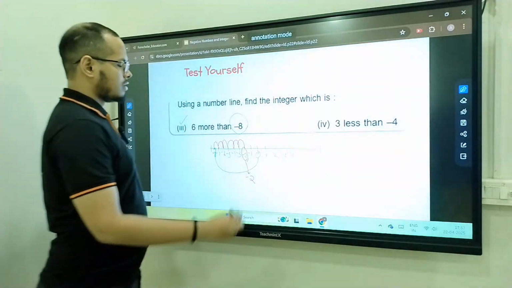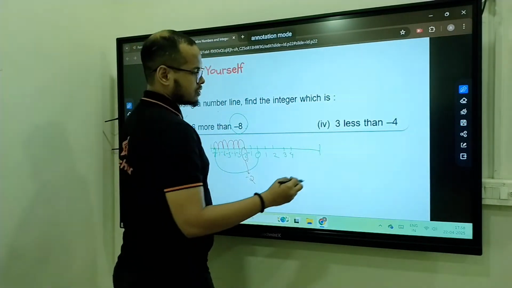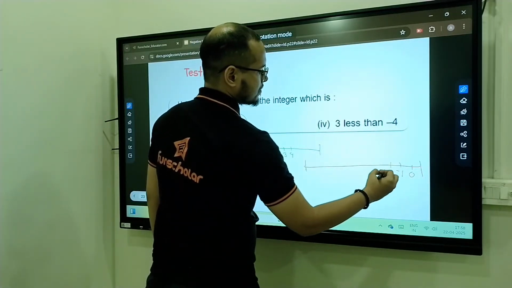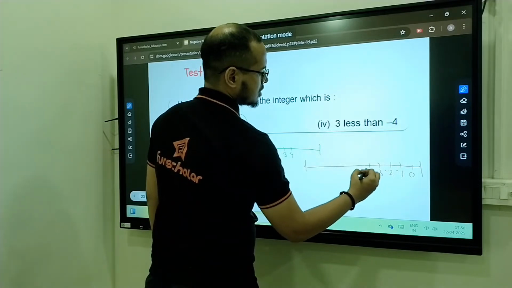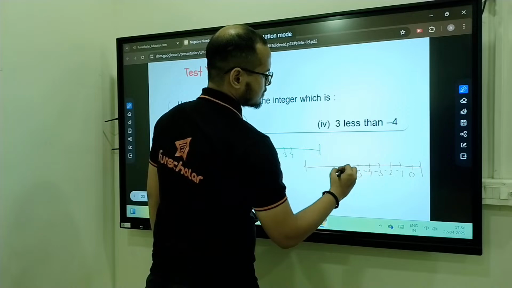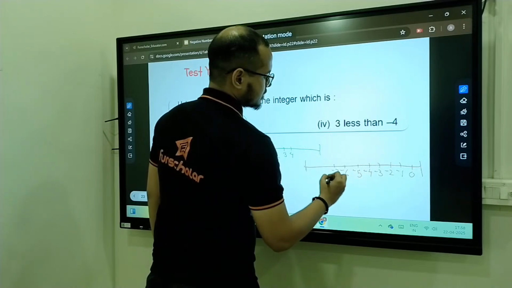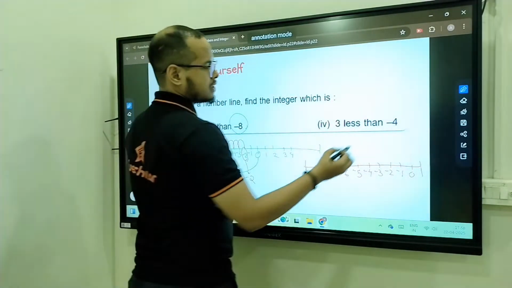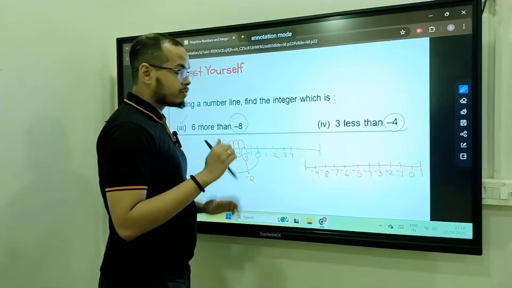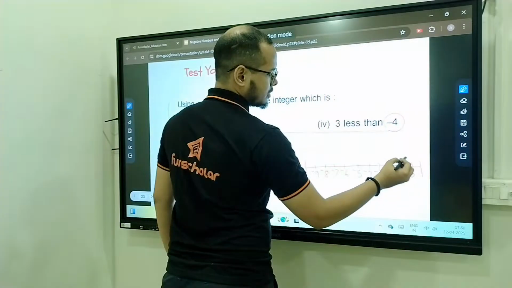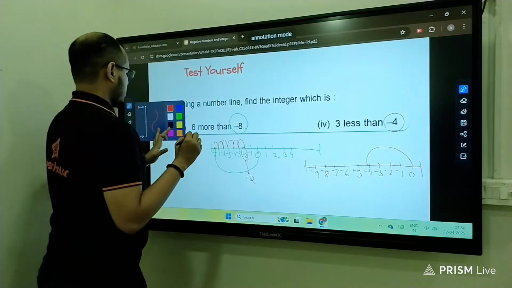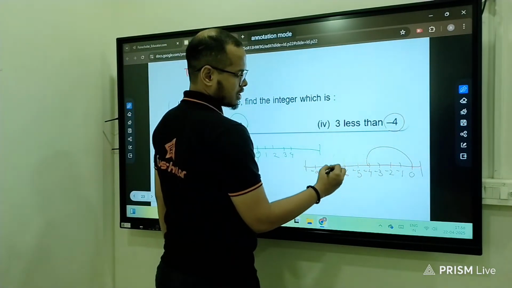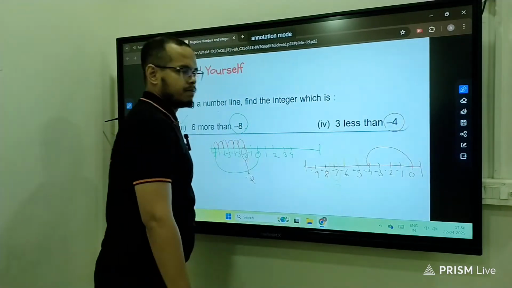Okay. And for this sum, 3 less than -4. So we have our number line 0, -1, -2, -3, -4, -5, -6, -7, -8, -9. Okay, so starting number here is -4. 3 less than -4, we already have -4 now. So from 0, we are first going to -4. From -4, it is 3 less. So 1, 2, 3. Giving our answer as nothing but -7. Okay.